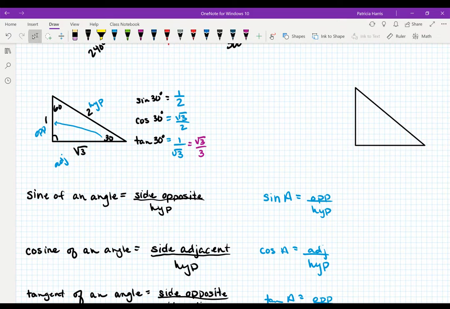Okay, so now what we're going to do is switch angles. Okay, we're going to use 60. So if I'm referencing 60, the opposite and the adjacent switch. So opposite the 60 would be the radical 3, and then adjacent to the 60 would be the 1. Okay, so let's find sine of 60, cosine of 60, and tangent of 60.